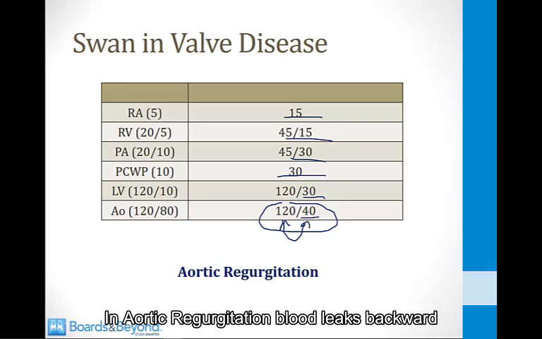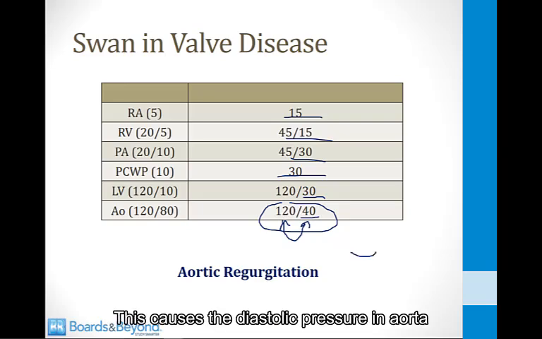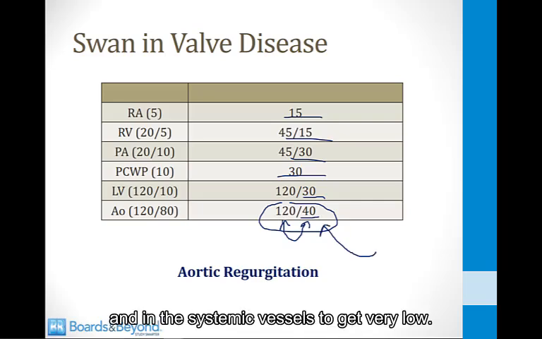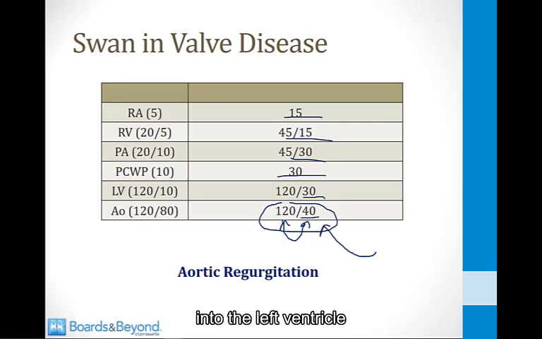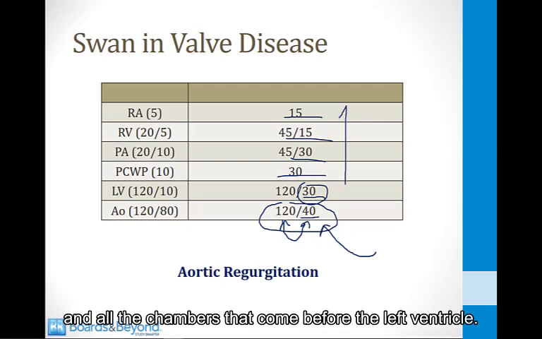In aortic regurgitation, blood leaks backward across the aortic valve into the ventricle. This causes the diastolic pressure in the aorta and in the systemic vessels to get very low, and therefore the pulse pressure goes high. In addition, because blood's leaking back into the left ventricle, the left ventricular diastolic pressure rises, and that leads to high pressures in all the chambers that come before the left ventricle.